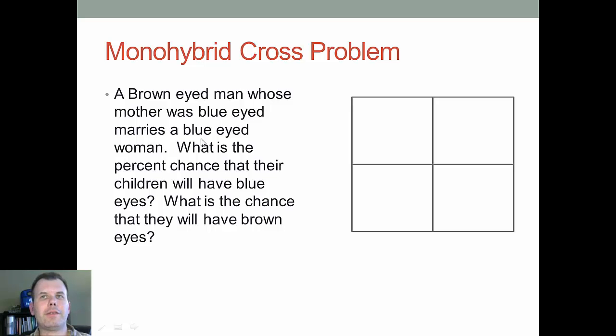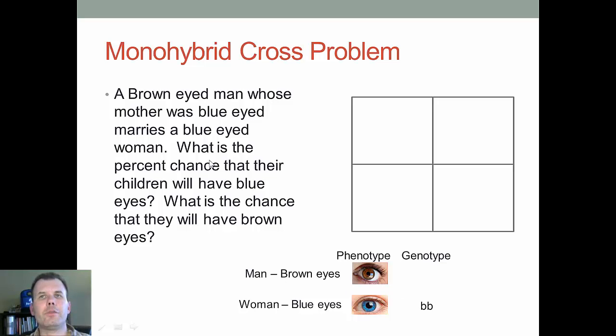So let's do the woman because that's easy. She's blue-eyed. She has the blue eye phenotype. We know her genotype because we know blue eyes is recessive. That's going to be little b, little b. We know the man is brown-eyed, but we don't know what his genotype is. It could be big B, big B, or big B, little b.